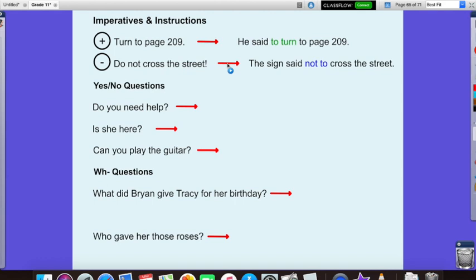Let's move on to yes-no questions. We have the following three examples. Do you need help? Is she here? Can you play the guitar? So first, do you need help? Yes or no? Present simple question.